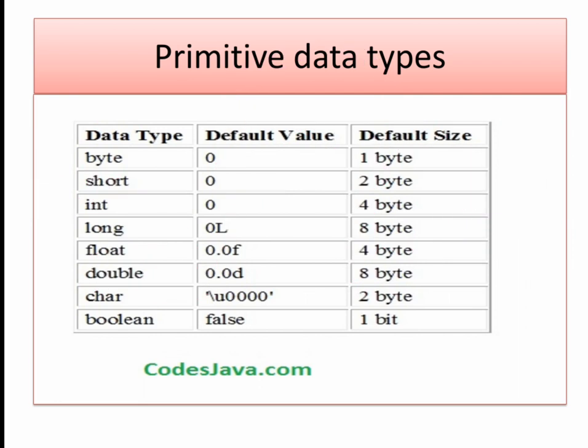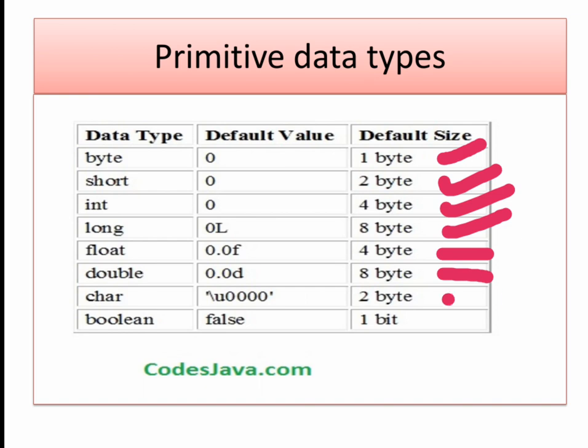So there are some memory sizes. Byte takes 1 byte, short takes 2 bytes, integer takes 4 bytes, long takes 8 bytes. Float and double are the floating primitive data types: float takes 4 bytes and double takes 8 bytes. Char takes 2 bytes and boolean takes 1 bit. This is important.